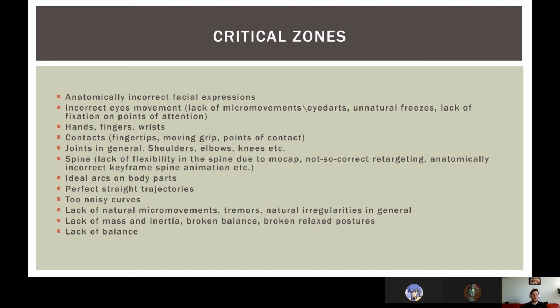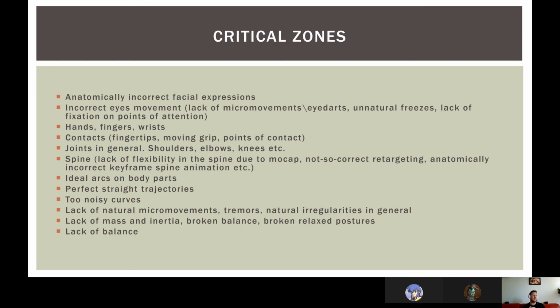Lack of mass and inertia, broken balance, broken relaxed postures. This is just the basic stuff, but it really matters. You can read the pose, you can read the balance of the silhouette of the character. You can spot the exact point where the center of mass is by looking at the silhouette, because of your black box.